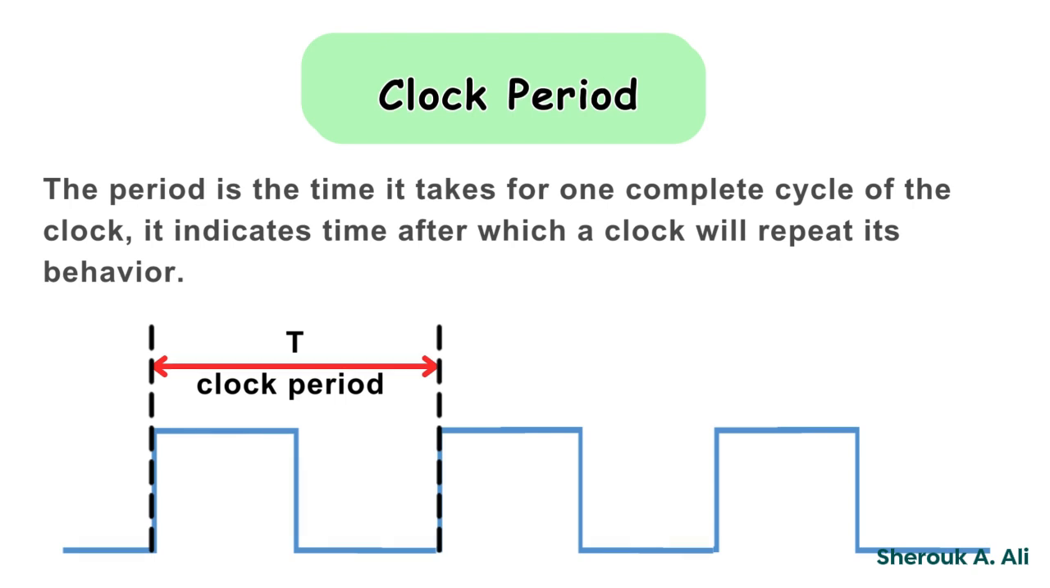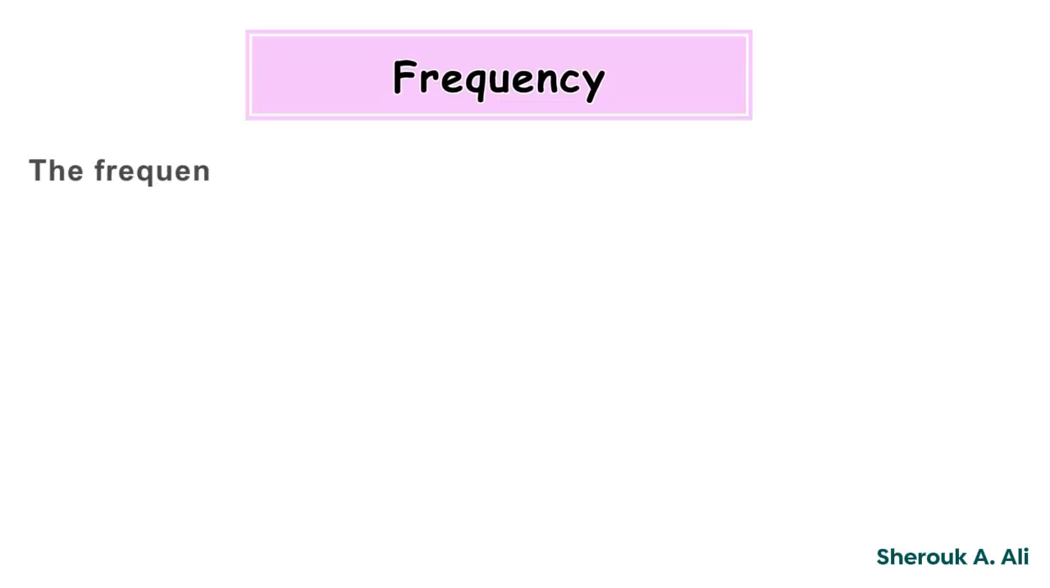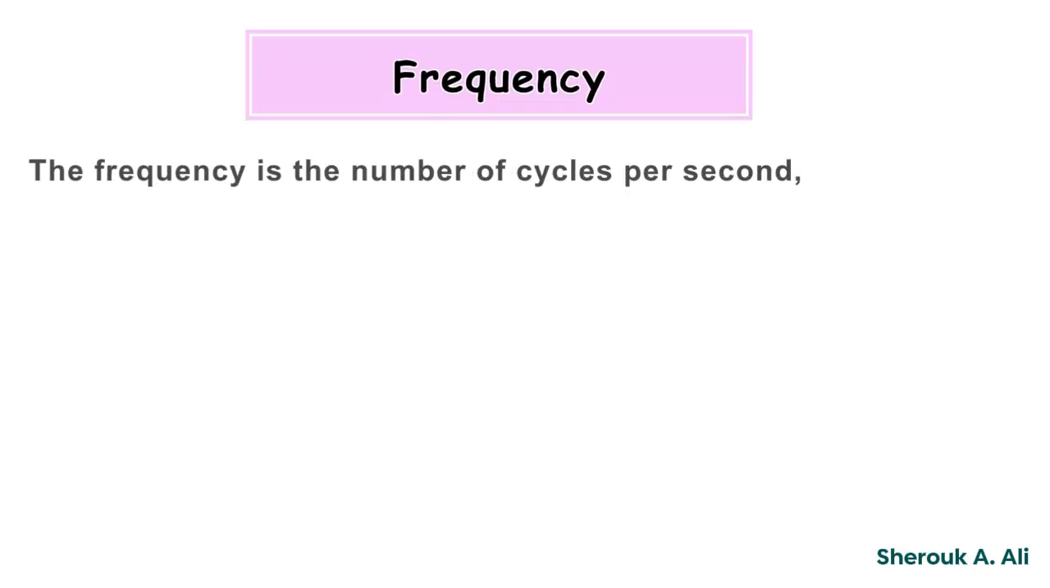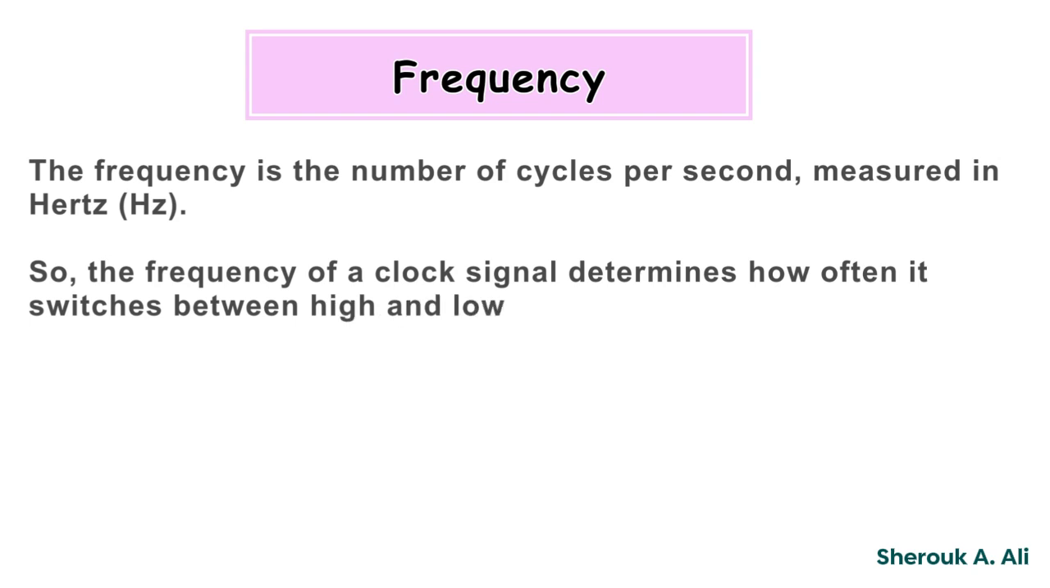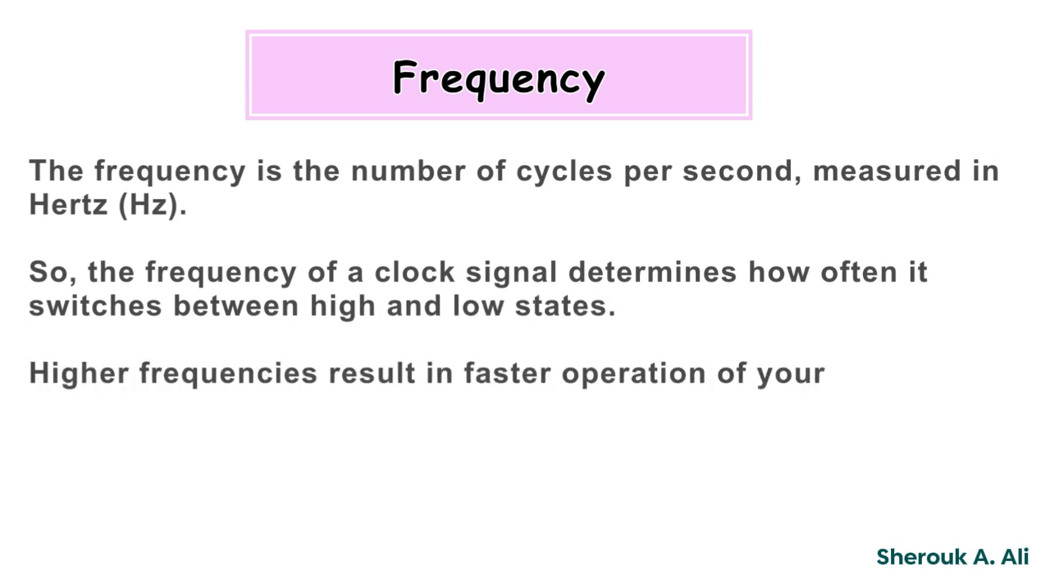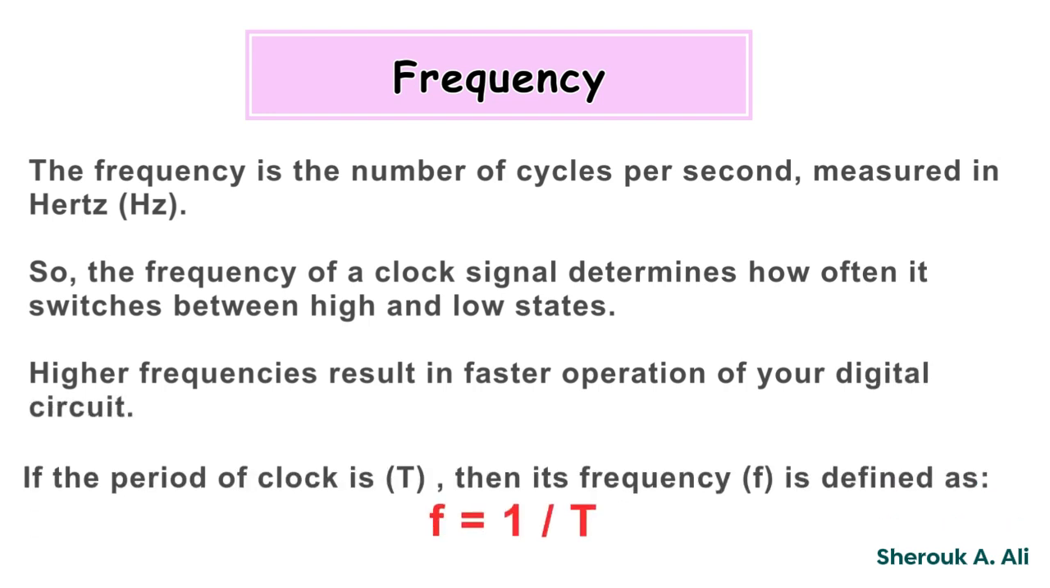This brings us to another important aspect of clocks, which is the clock frequency. The frequency is the number of cycles per second, measured in hertz. So the frequency of a clock signal determines how often it switches between high and low states. Higher frequencies result in faster operation of your digital circuit. If the period of the clock is T, then its frequency F is defined as F equals 1 over T.